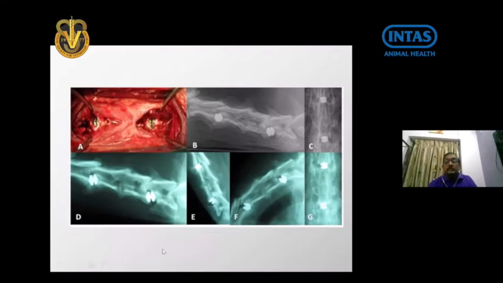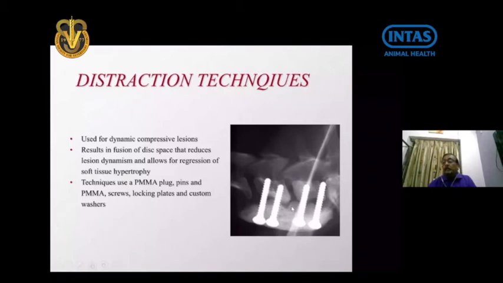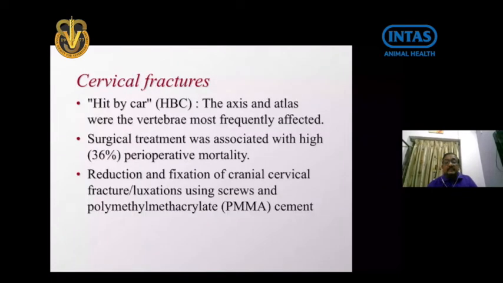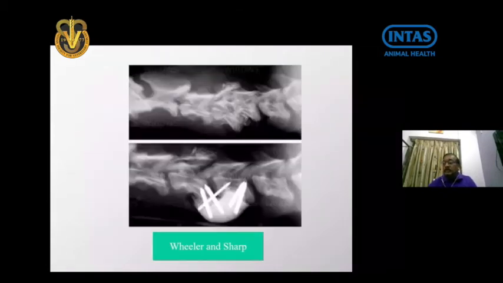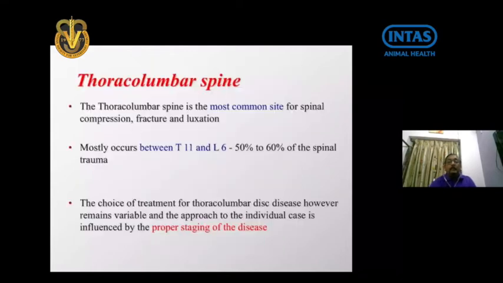These are textbook pictures. So there's a spacer available. It's available abroad. Here what you could do is, we have also been taught to cut a small portion of the rib and keep it in between the vertebrae. Or you could put screws and put PMMA and distract it. Okay. Cervical fractures basically are not good news. Okay. You could fuse it by using bones and pins and PMMA.